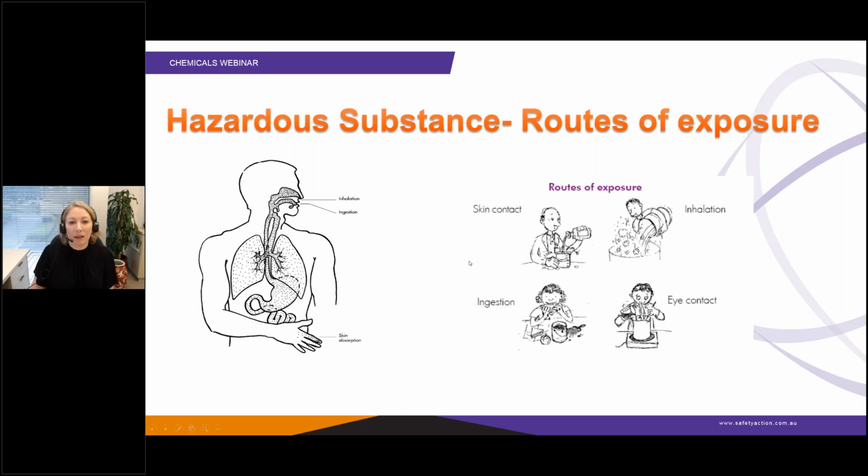The route by which the chemical causes harm really depends on the type of chemical that it is. But of course, depending on the chemical, eye contact or ingestion might also be a route of exposure to be concerned about with a hazardous substance.